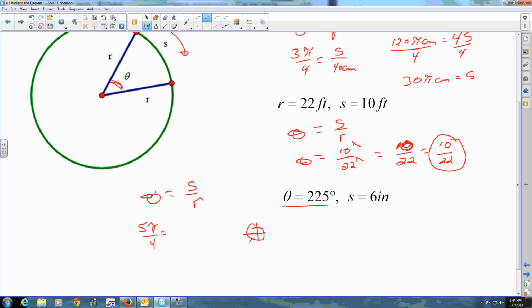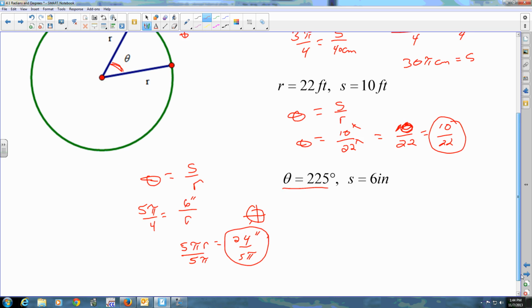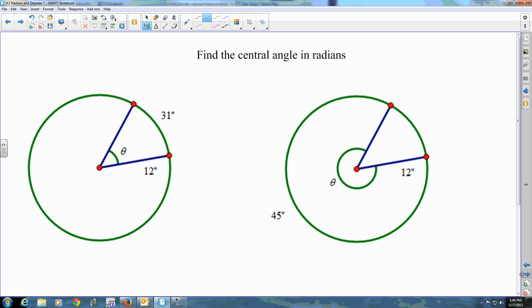But that is still true, that in order to use this, you have to use the radian angle. So S is 6 inches over R. Finishing with it, you've got 5 pi R is equal to 24 inches. And to solve for R, you're just going to divide by 5 pi. Now, nothing reduces. Don't type in pi. It would just be R is equal to 24 inches over 5 pi. Okay, I think that's the last one for this page.